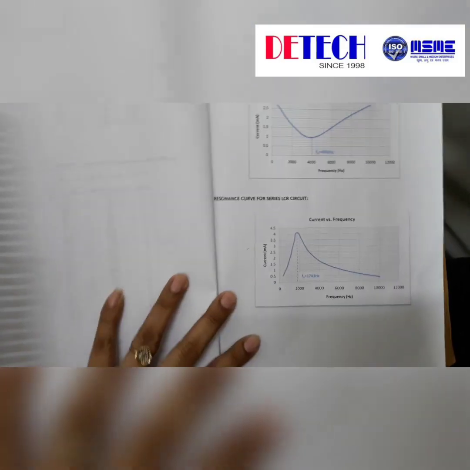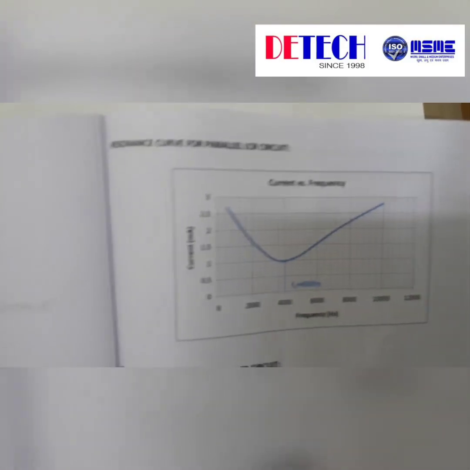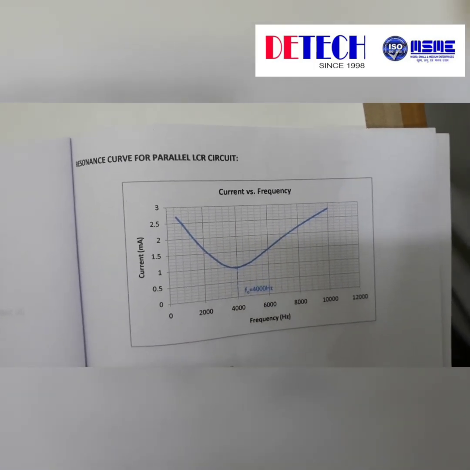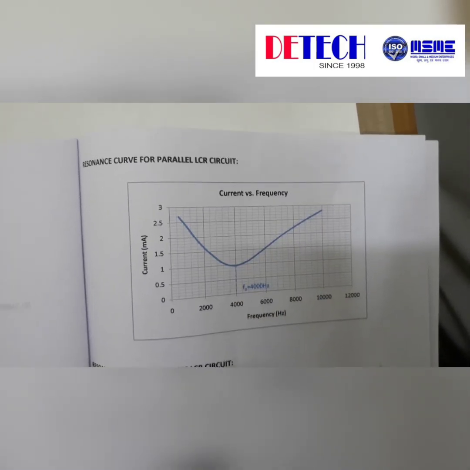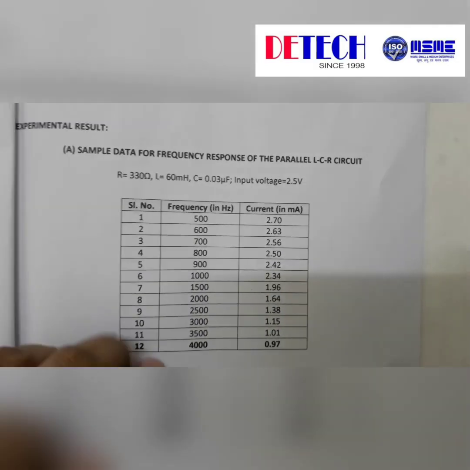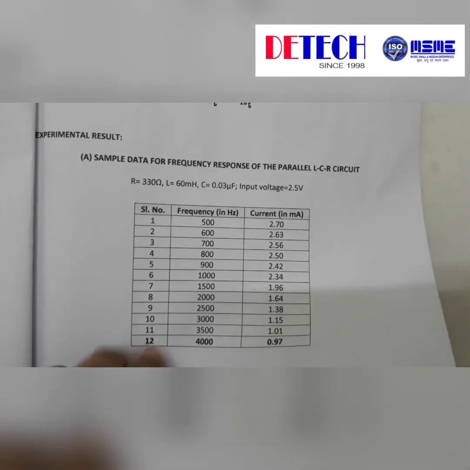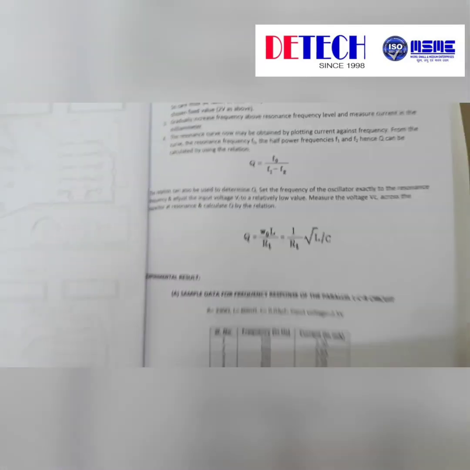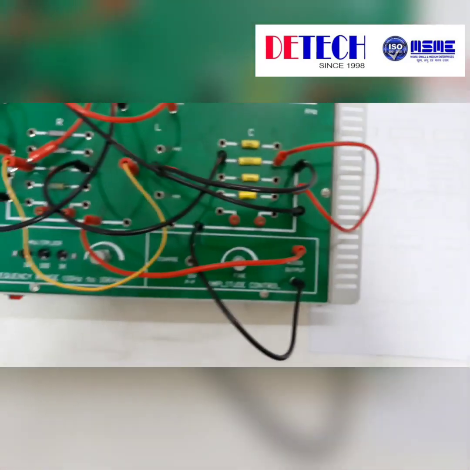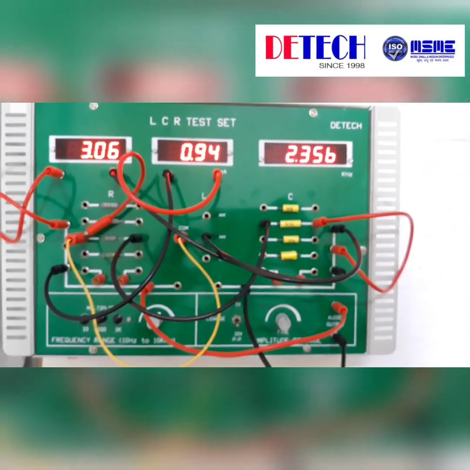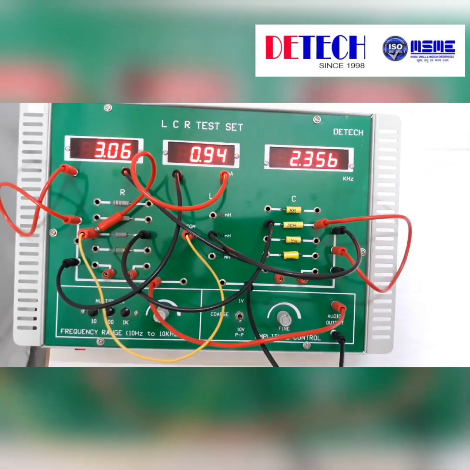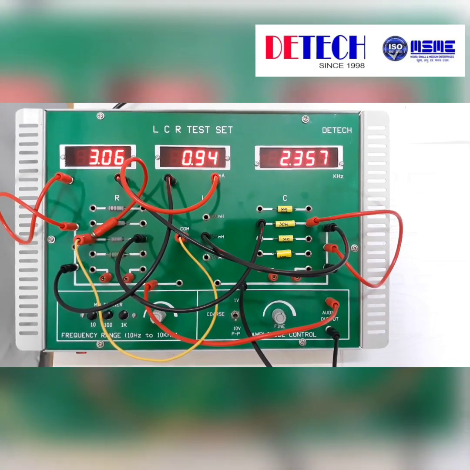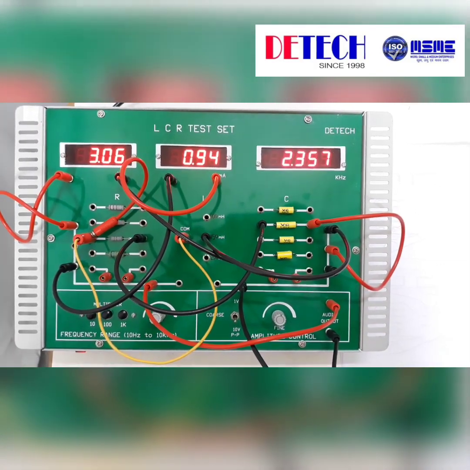If we plot the curve for the parallel LCR circuit, it will be like this. Sample data has also been given for the parallel LCR circuit. So this manual is very detailed and we'll get all the necessary details from there. This concludes our experiment for finding out the resonant frequency using a parallel LCR circuit. Thank you.